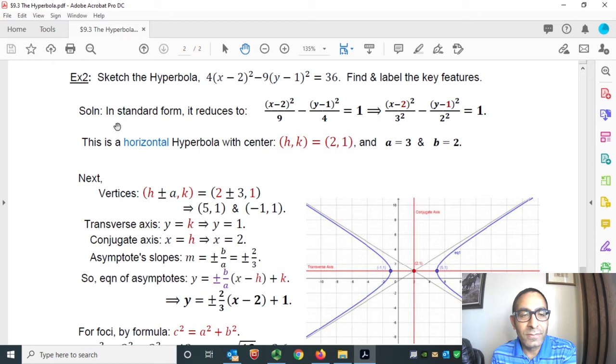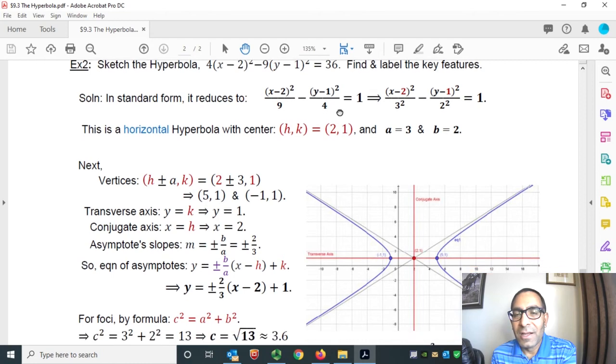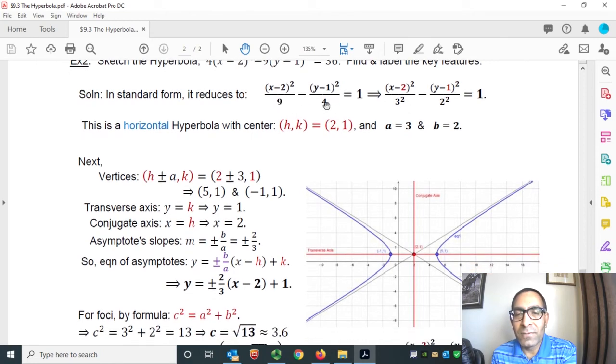Let's begin the solution. Let's rewrite this equation of the hyperbola in standard form. So divide both sides of this equation by 36. 4 cancels 36 9 times, 9 cancels 36 4 times, and 36 divided by 36 is 1, which is on our right hand side. And here, since 9 is 3 squared, 4 is 2 squared. So now compare this to the equation of a hyperbola, then we get the center at (2, 1). So this is h, this is k. So this is (2, 1). a is 3 and b is 2.